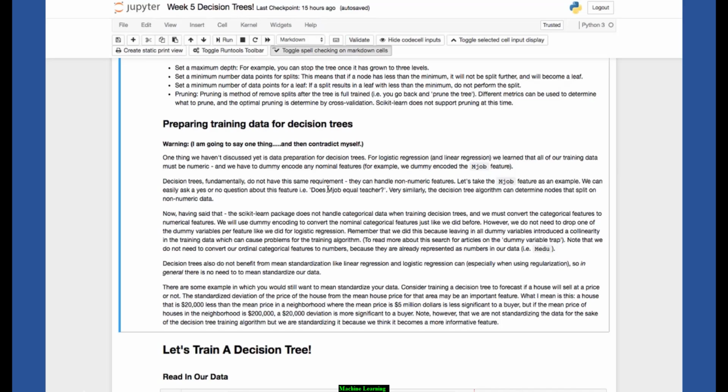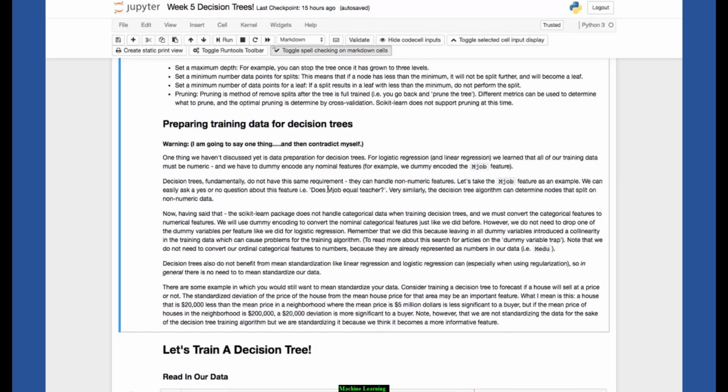Well, for decision trees, you don't have to do that. So if you just think of the data, you could certainly ask a question of the data without the data being all numbers. You could ask, does the mom's job equal teacher? And that's a yes or no question. So in general, decision trees do not require data preparation, or at least they don't require you to convert features with words to numerical features.